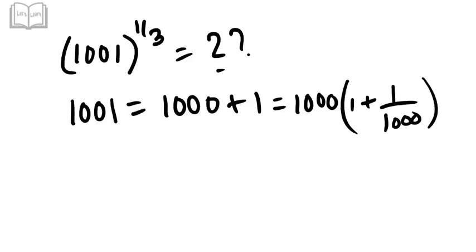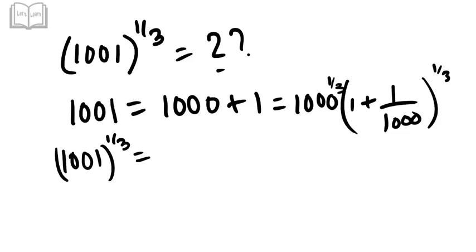So 1001 to the power 1 by 3 is equal to 1000 to the power 1 by 3 times (1 plus 0.001) to the power 1 by 3, so it is 10 times (1 plus 0.001) to the power 1 by 3.